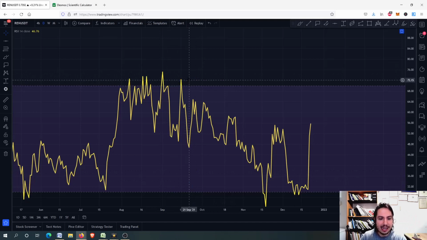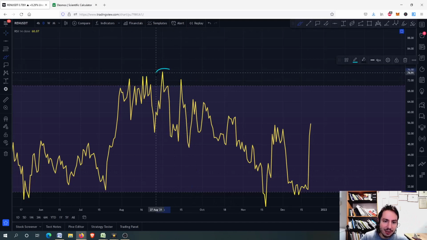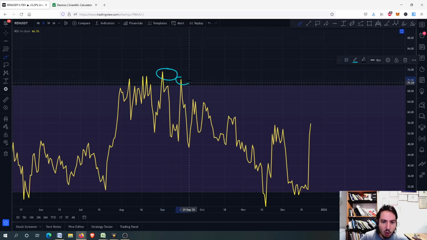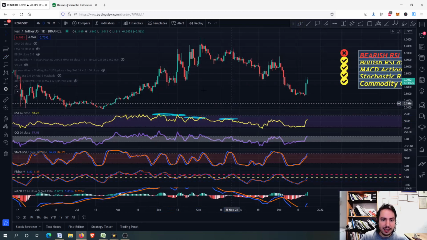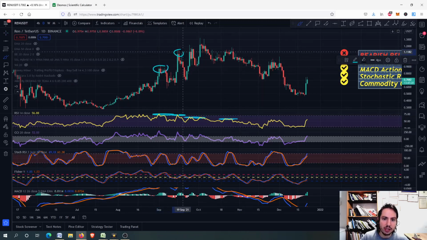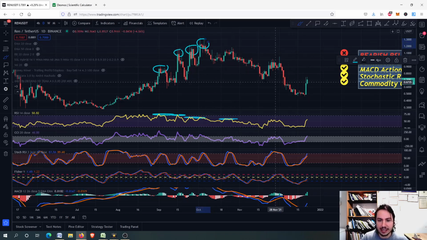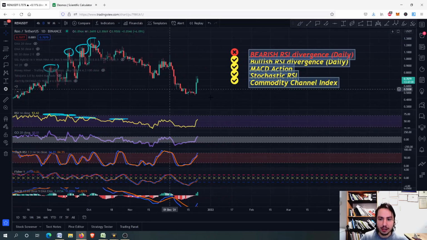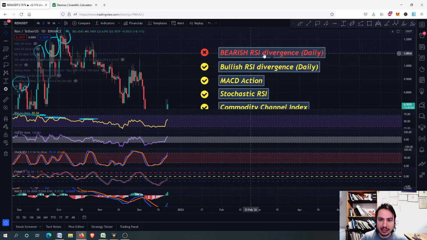Here we had a classic pattern, the bearish RSI divergence: lower highs in the RSI, but higher highs in the price. You can see that each time we were going upwards, we had lower highs in the RSI and higher highs in the price. Eventually, we had another high right here, and then we dropped all the way down. If you are seeing this on the daily frame, this is a very bearish moment, the bearish RSI divergence, and you should avoid getting in.